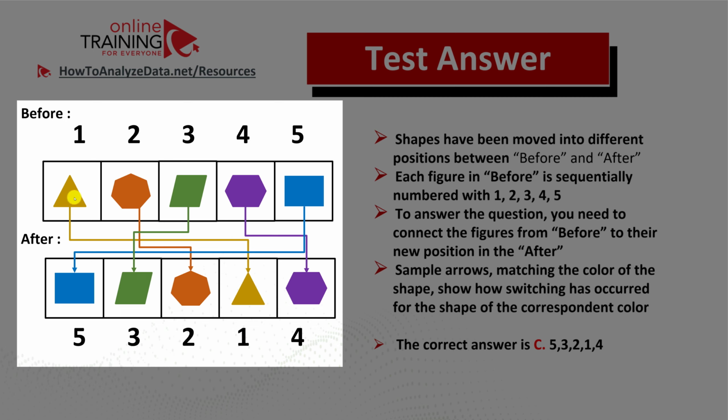For example, let's follow this yellow triangle. If you follow yellow triangle, it was in the position 1 before we started switching, and now it is in position 4. So what we do here, we have counts of the positions 1, 2, 3, 4, 5, and those are original positions. Because triangle moved from the position 1 to the position 4, now in the correct answer, we will see 1 in the position 4, because 1 represents triangle's original position.